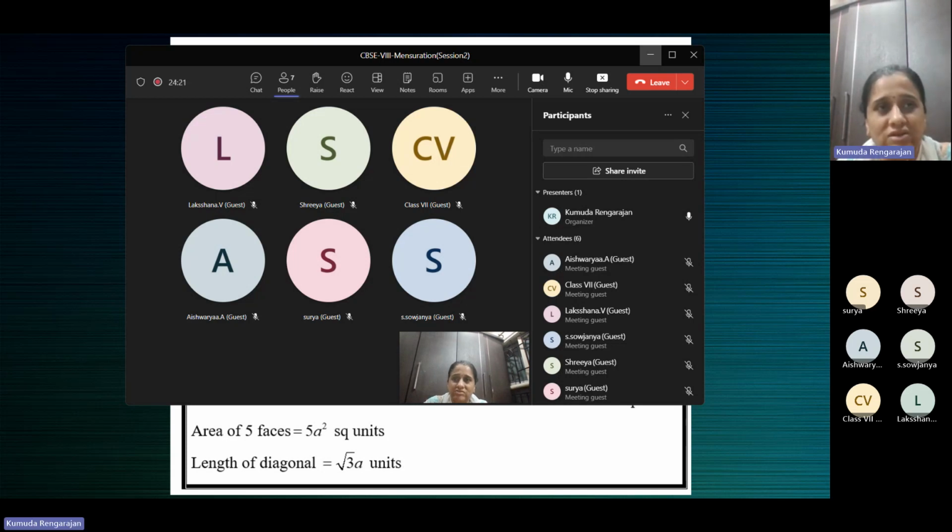Total surface area, we just understood. The total surface area, it has 6 square faces. Area of one face is A square. So 6 faces will be 6A square.